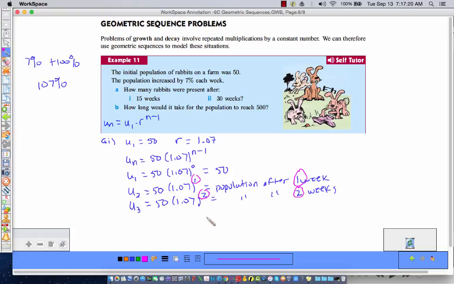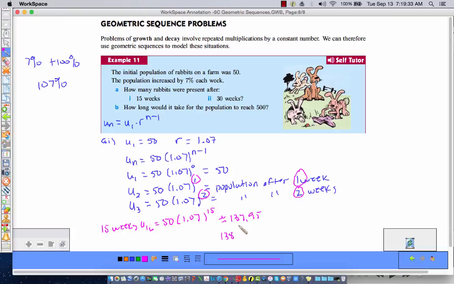So in order to get, let's think about this, after 15 weeks, I need this to be 1.07 to the 15th, which would have to be the 16th term because of the n minus 1. And I will tell you, if you crank that on your calculator, that is approximately equal to 137.95. So there were actually 138 rabbits.